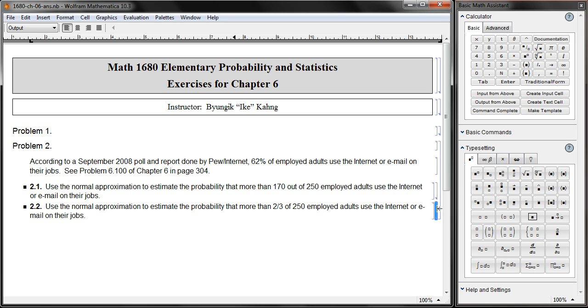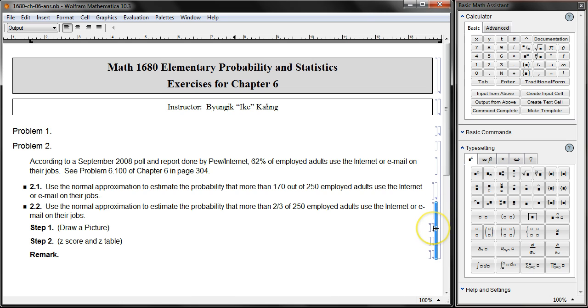And be warned again, 2.2 is more important. The reason why this is more important, this is more realistic, and this is connected directly to what we are going to do in chapter 9 and chapter 10. Okay.